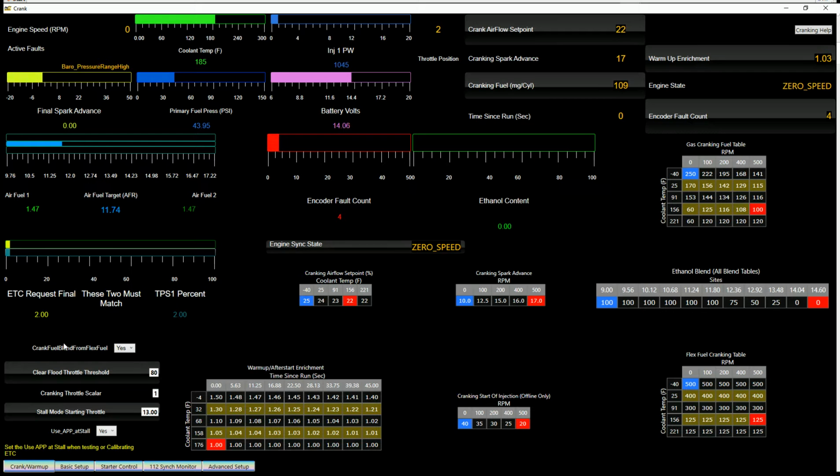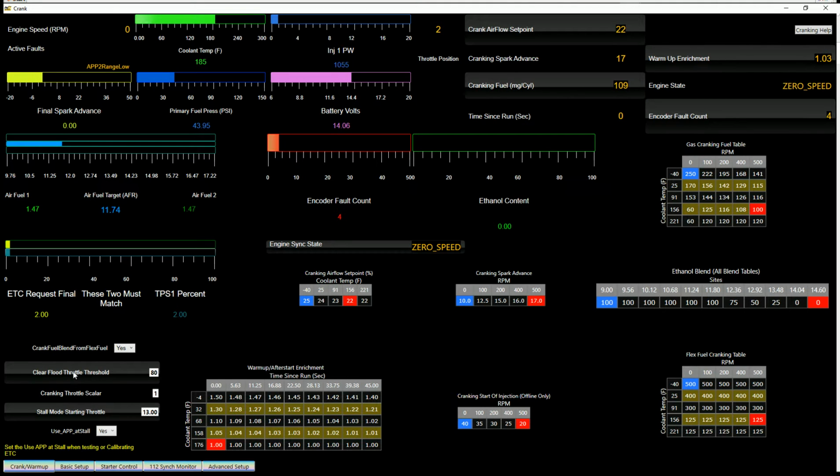Our options over here: crank fuel blend from flex fuel, yes or no. That turns this functionality on over here. If you have no there, everything's read from the gas cranking table. Yes, it's going to look at this blend and determine what's going to happen here.